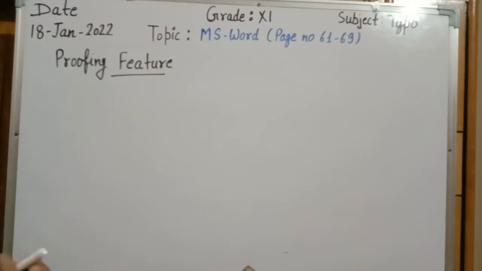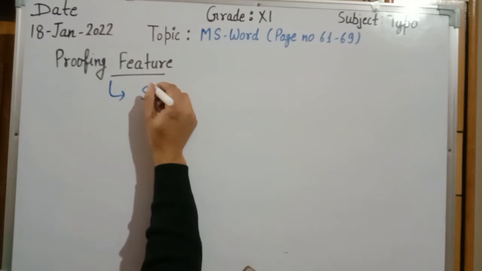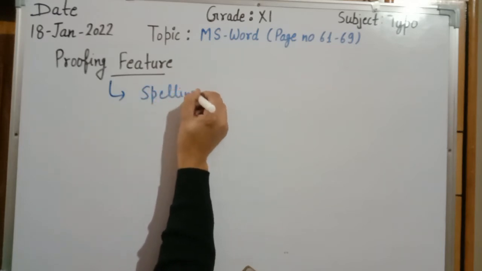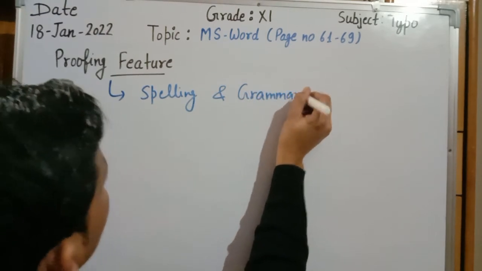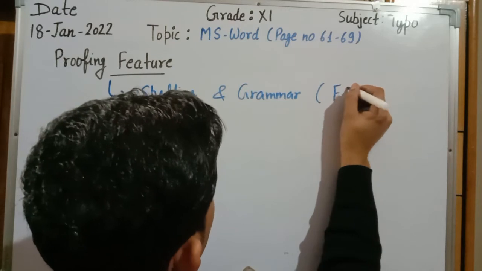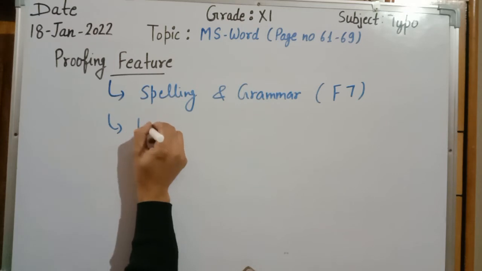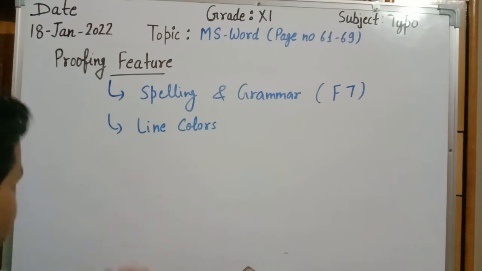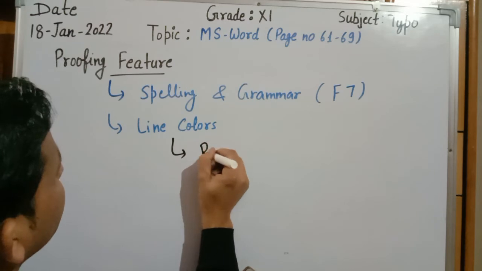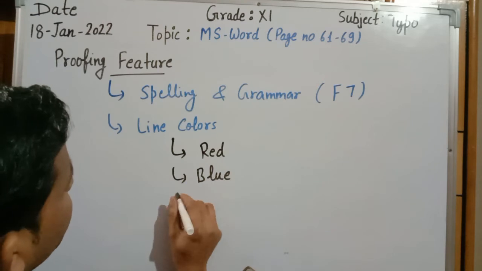First option, how can Word check the proofing? It can check by the spelling check method or spelling and grammar check. This can be performed by using the shortcut key F7. Second option, it can be performed by line colors. Generally a zigzag line will be displayed, and it can be of three colors: red, blue, or green.